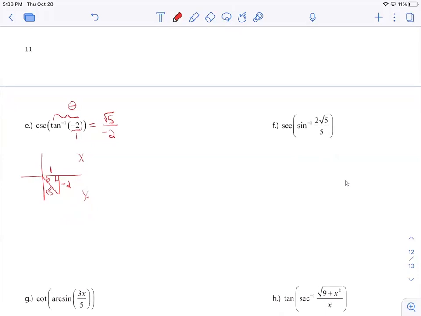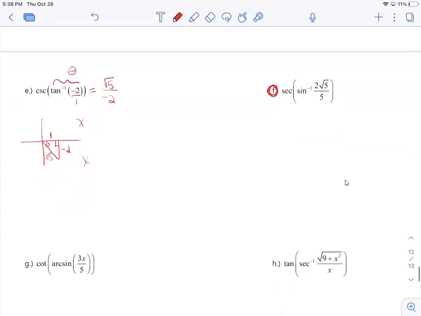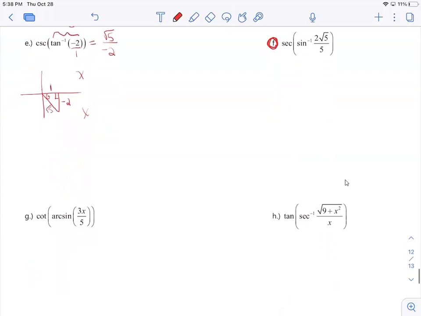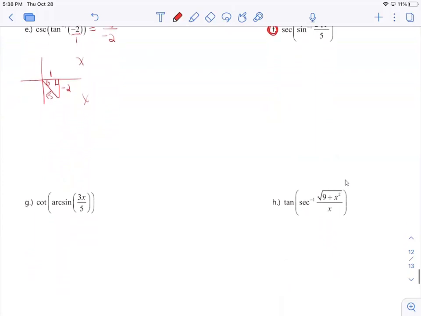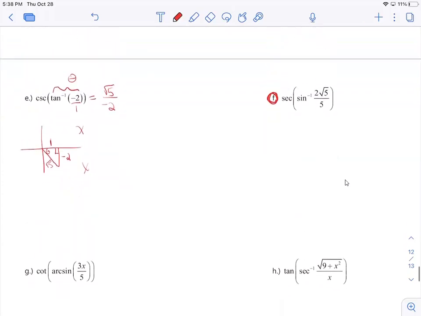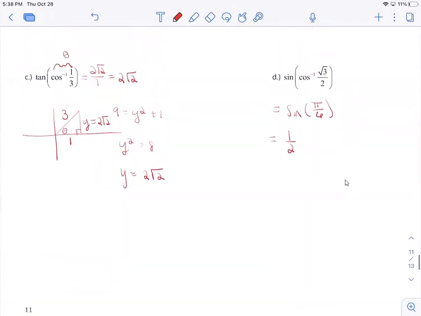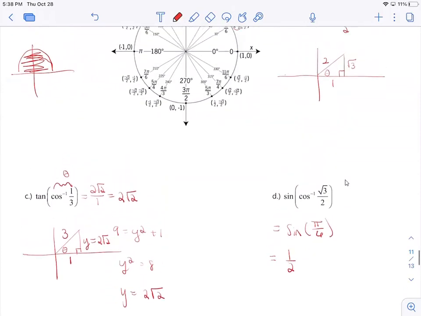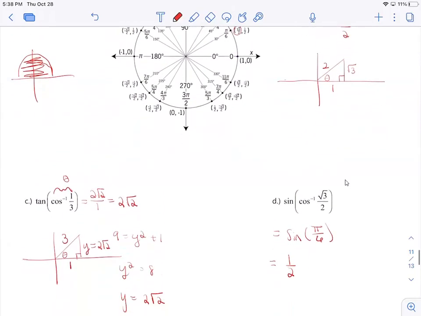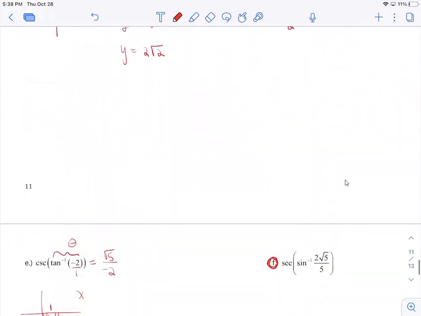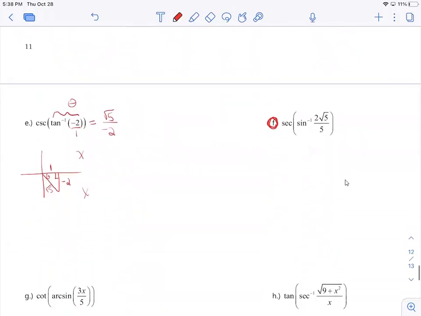So I'm going to let you all try F on your own. And then we're going to get to the last two, because F is similar to E and C, actually, and a little bit like B, but it's just not on your unit circle. So I just want to see if you can come up with it on your own.